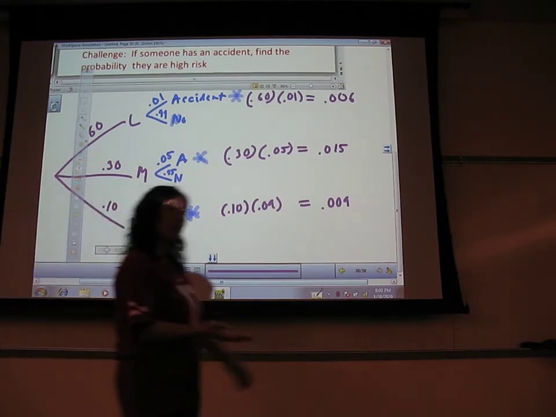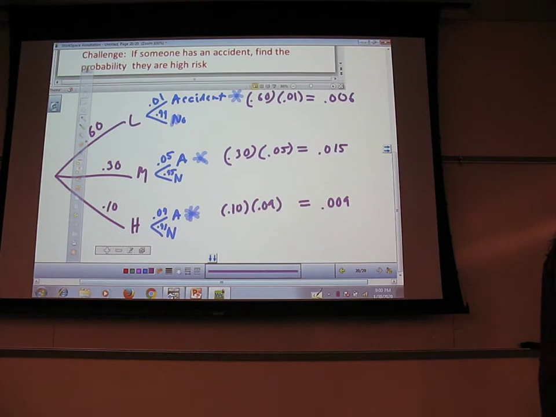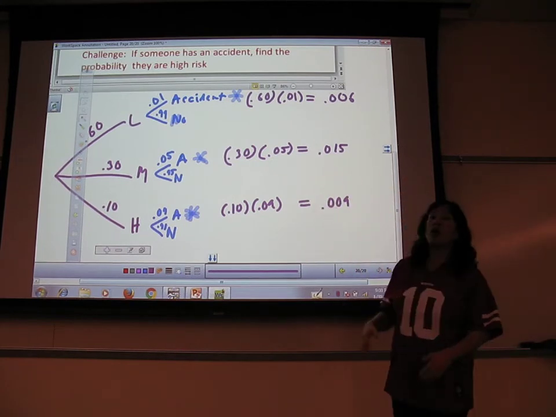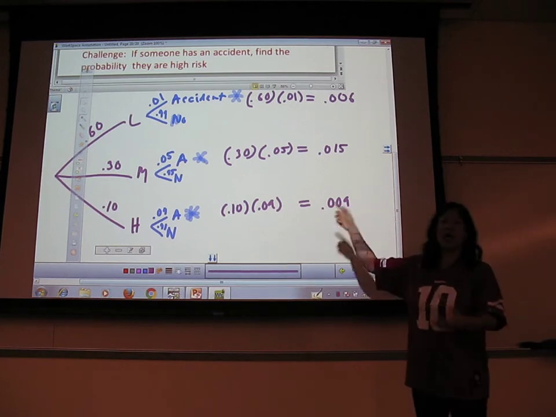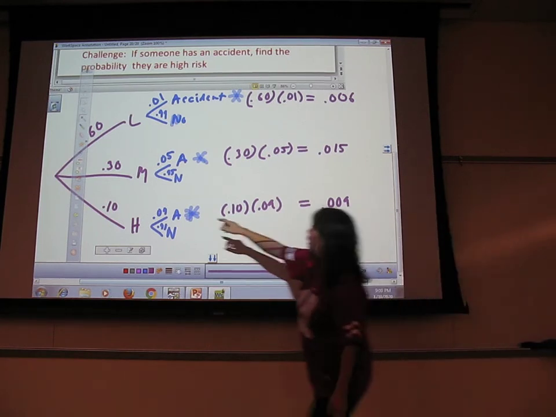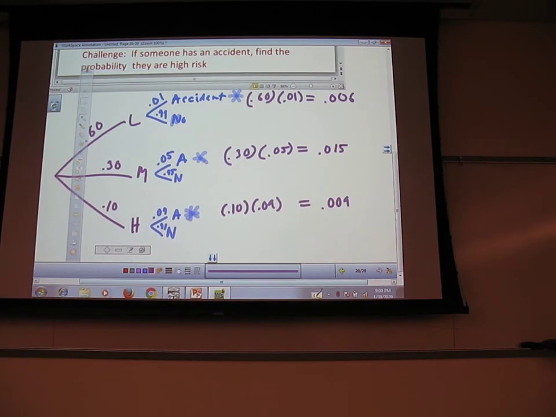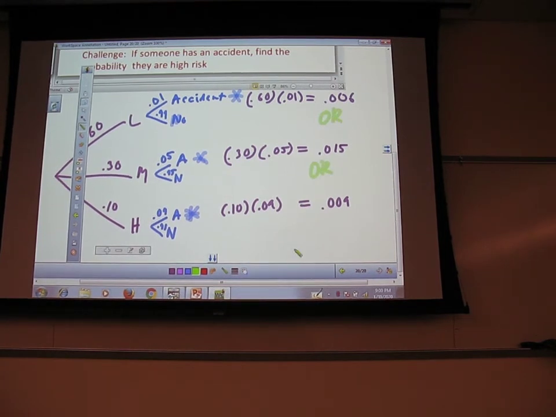Can I be a low-risk driver and a medium-risk driver? No, it'd have to be a low-risk driver or a medium-risk driver. Everybody follow? So either I was low-risk and had an accident, or I was medium-risk and had an accident, or I was high-risk and had an accident. So ors, this or that, ors we add. So then we end up getting 0.03. Good? 3% chance.